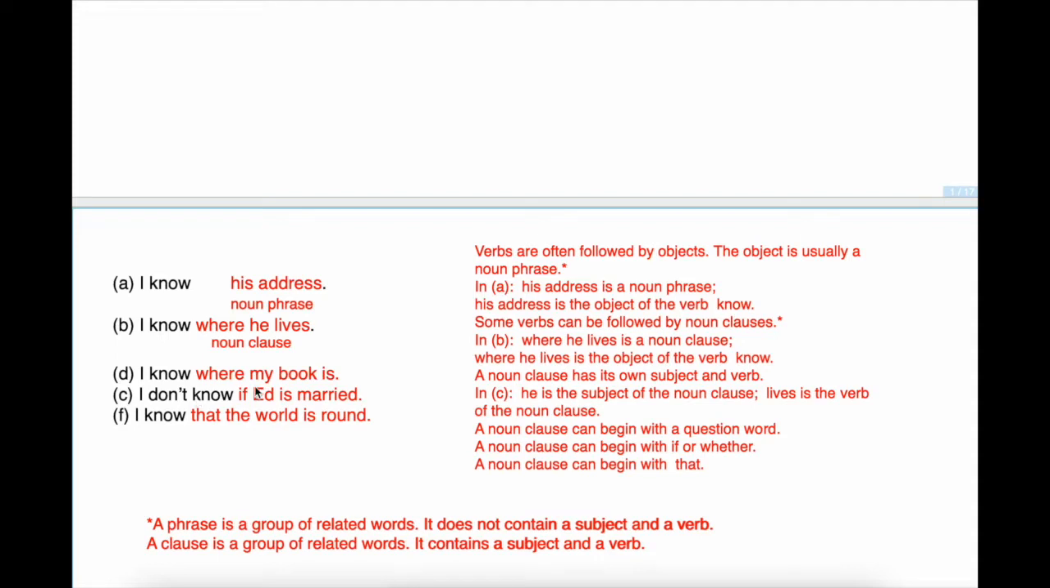I don't know if Ed is married. Noun clause also. This is the main clause. I know that the world is round. This is also a noun clause. Subject, verb. That means helping verb.